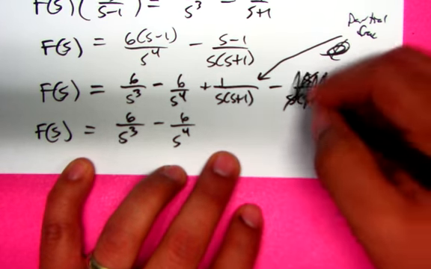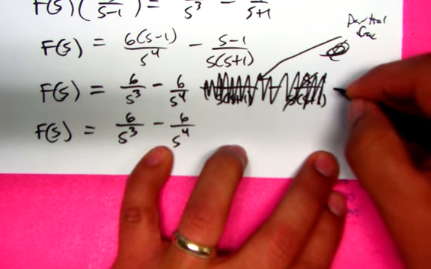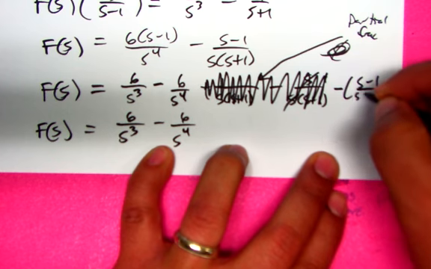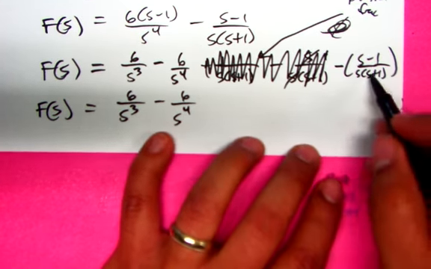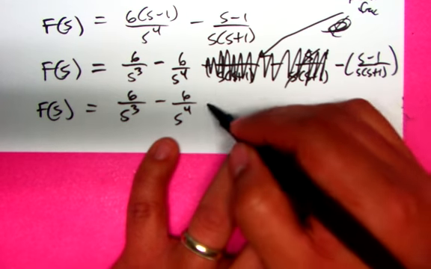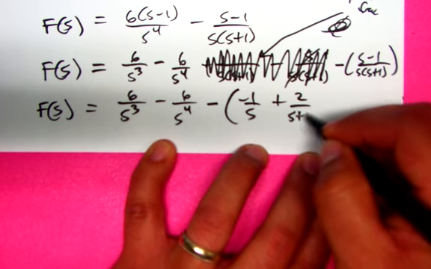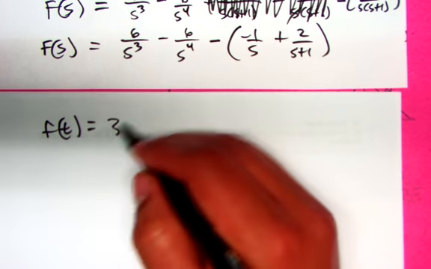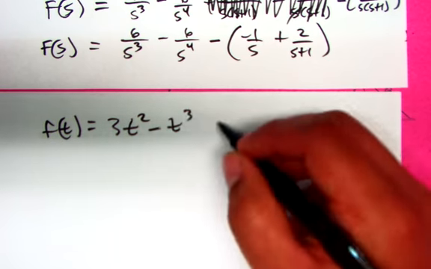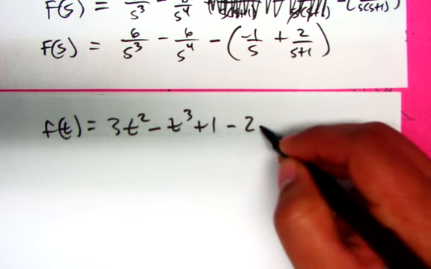I kept it as minus s minus 1 over s plus 1, and I did the decomposition for this instead of splitting it up. When you do the decomposition for that, you get negative 1 over s and then 2 over s plus 1. Once you have the decomposition, then you can find f of t. You just do the inverse, and you get 3t squared minus t cubed plus 1 minus 2e to the minus t.